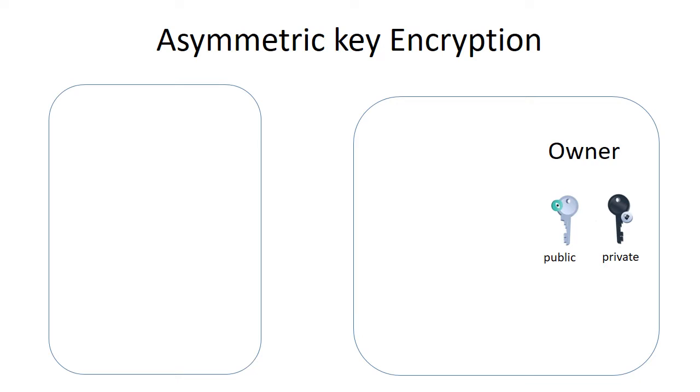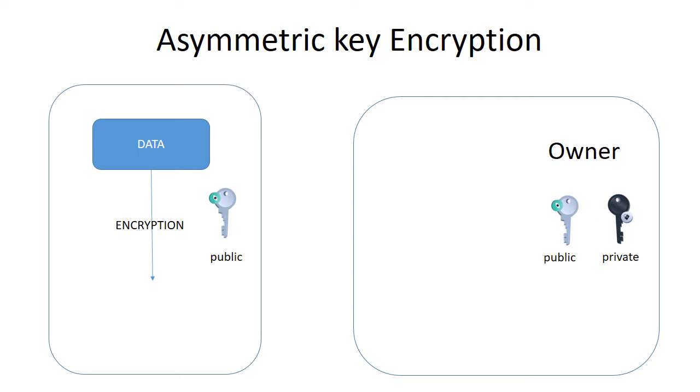So in this diagram, there are two parties. One is the owner and another one is the outside user. The owner knows both the private key and the public key, and the outside user knows only the public key. In this case, the data is publicly available and the party in the outside world takes the data and encrypts the data with the public key, and he will get the encrypted data.